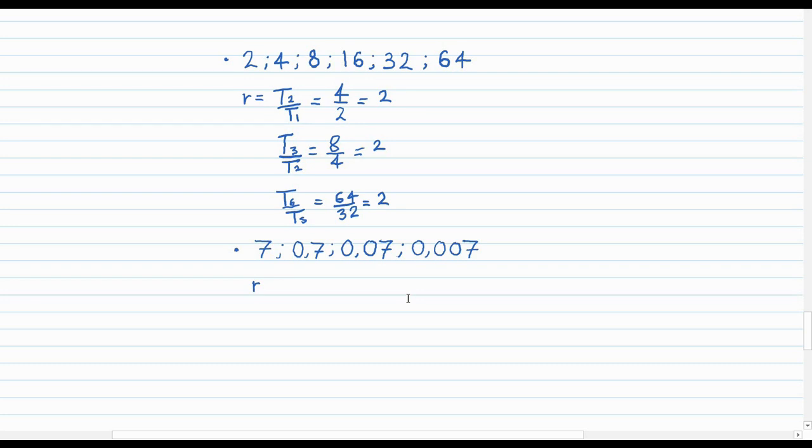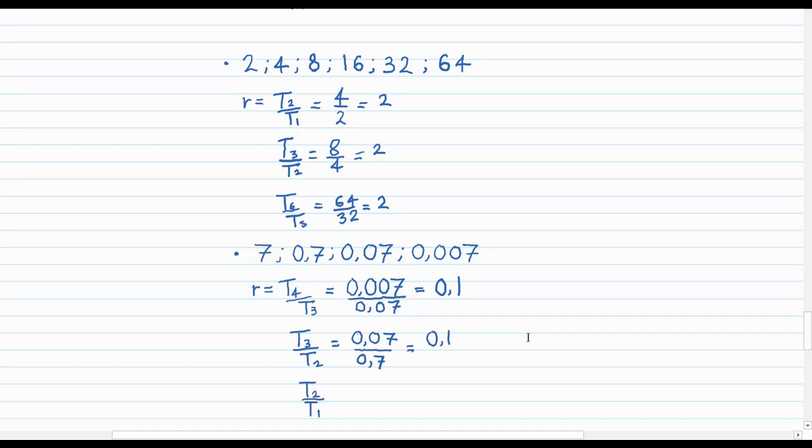So that gives us T4 over T3, which is 0.007 over 0.07, which gives us the common ratio value as 0.1. Next, we tried for the second and third terms, so T3 over T2. We substitute in the values and get the ratio as 0.1 again. Last, we try out the first and second term. We substitute the values, get the ratio again as 0.1.